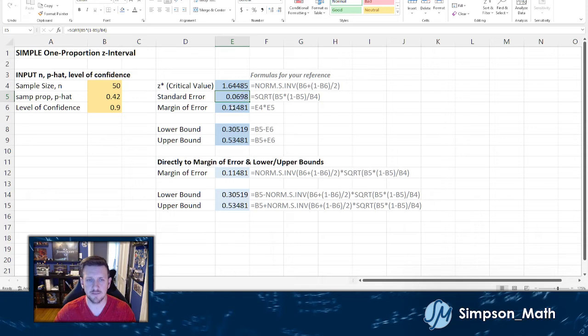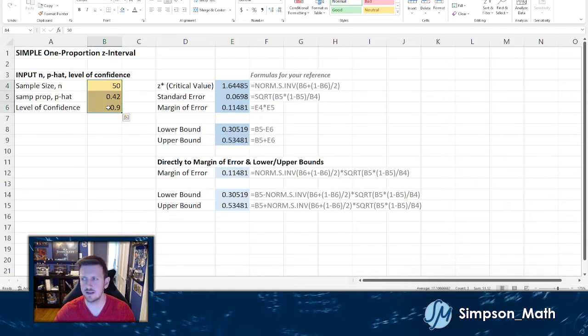All right, so then if I want my margin of error, I will multiply these two numbers together, and that's what gives me my margin of error. So that's what I'm doing here, multiplying those together. So then to find my lower bound, I have my p hat right here, I have my margin of error right here, and I'll just subtract. So p hat minus the margin of error gives me my lower bound, and p hat plus the margin of error gives me my upper bound.